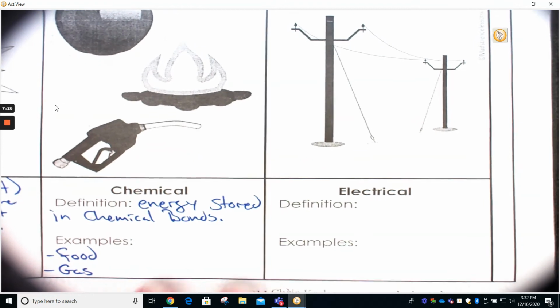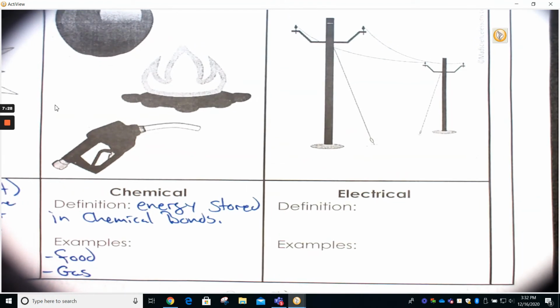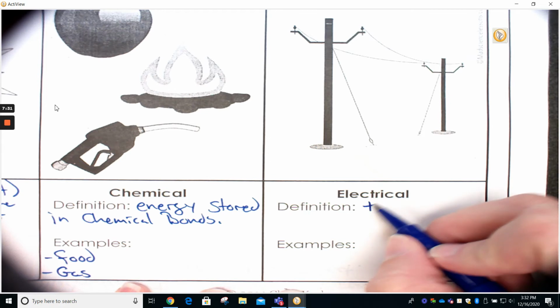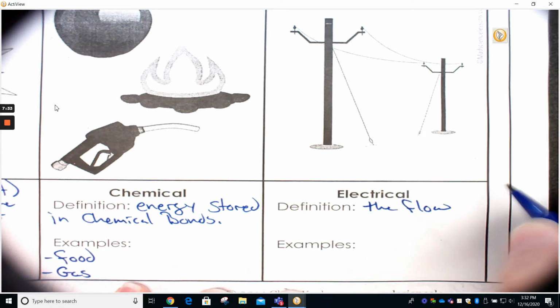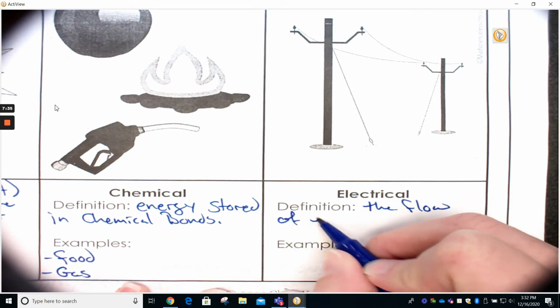Next, we have electrical energy. And electrical energy is the flow of electrical charge.